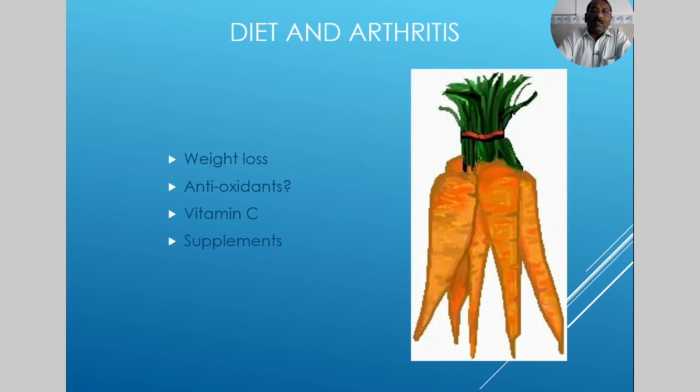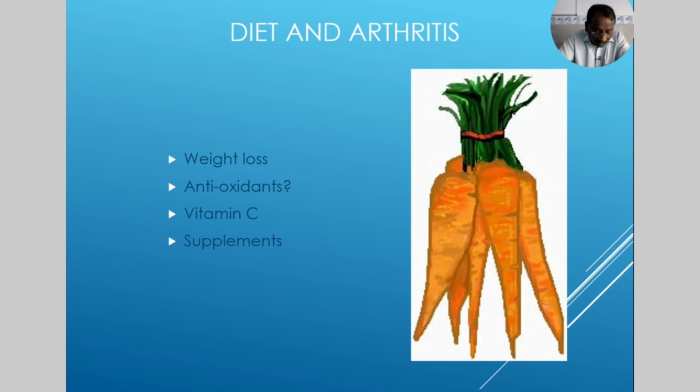But on diet and arthritis, if you are overweight or obese, definitely the diet plays a major role in your weight loss. So reduce your saturated fats, trans fats, simple carbohydrates, sugars, salt, oil, etc. You can reduce the weight. So that is as far as the diet is concerned.